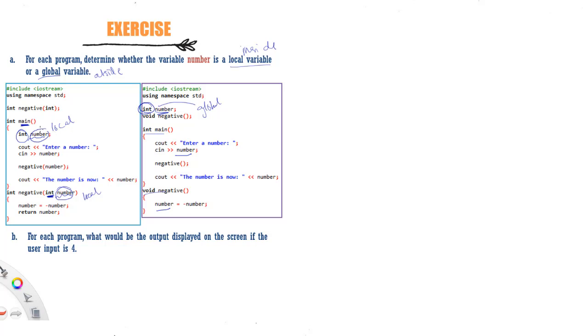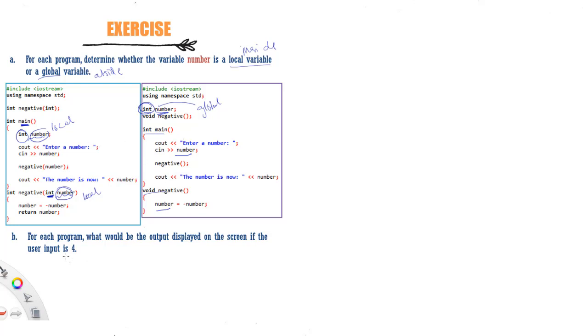So the difference between the two: a global variable is declared outside of all functions, a local variable is declared inside a function. What's the difference between local and global variables? All right, a local variable, when it is declared inside this function, only this function can use this variable. And this negative function also has its own variable called number. Whereas for this one, since this is a global variable, all functions can use this variable. So that's the difference between the two.